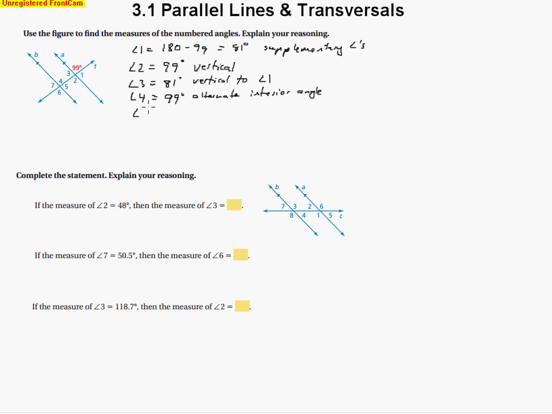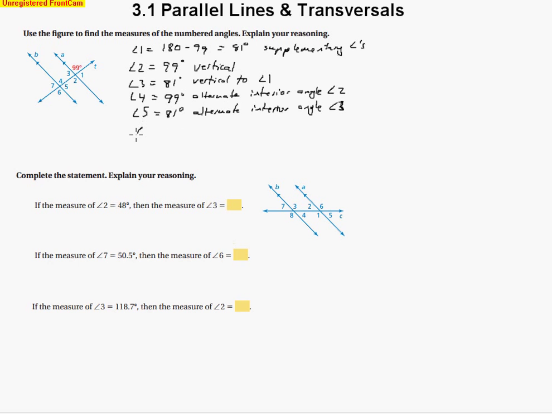Angle 5, well, that one would end up being the same as angle 3, which is 81 degrees, and we could say also it is an alternate interior angle. So it's an alternate interior angle to angle 3 in this case. So angle 4 is equal to 99 because it's alternate interior to angle 2. So let's take a look at the next one.